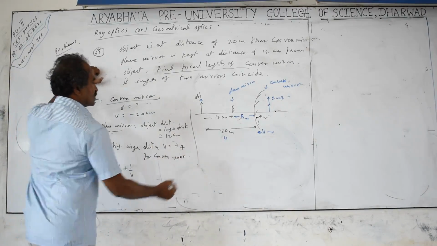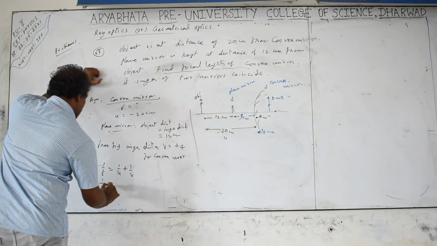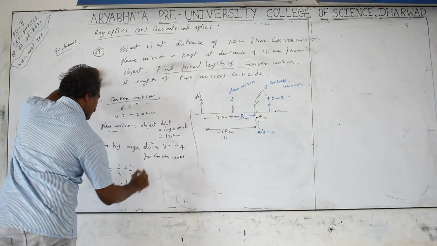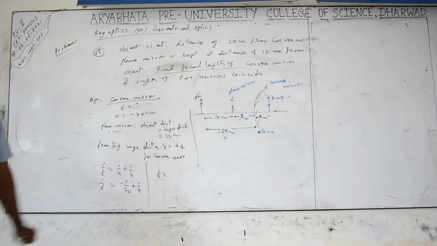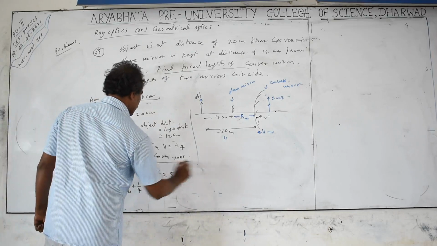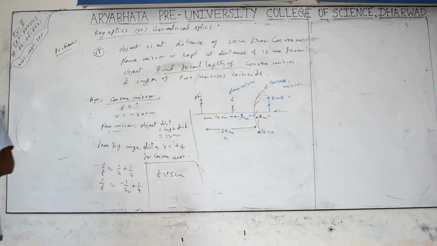U is equal to minus 20 centimeters. So 1 by F is equal to minus 1 by 20 plus 1 by 4. Calculation of this will give you F equal to, focal length of the mirror is 5 centimeters, you have to get. Right side, you have to get plus only. Check the calculations.